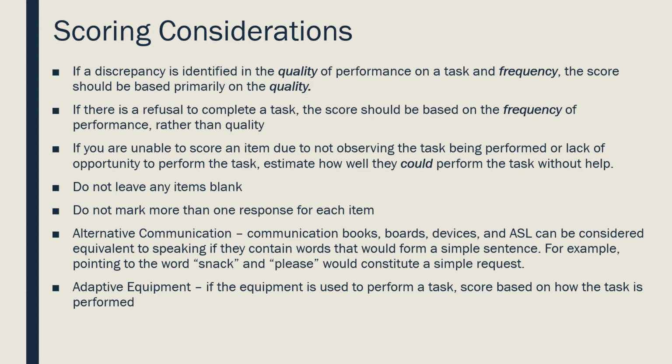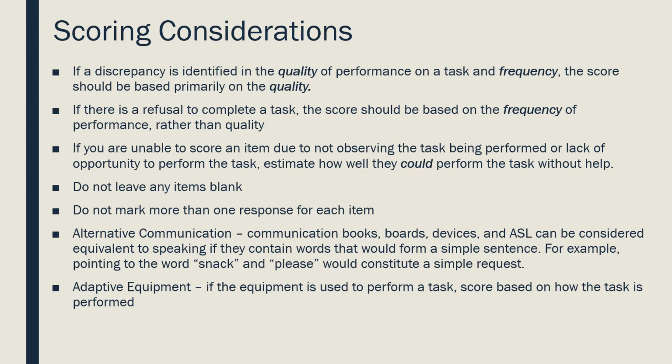If there is a refusal to complete a task, the score should be based on the frequency of the performance rather than the quality. So this is a little bit different than the example before. We're going to score based on how often they perform the task if there is a history of refusing to complete the task. If you were unable to score an item due to not observing the task being performed, or there is a lack of opportunity to perform the task, estimate how well they could perform the task without help.